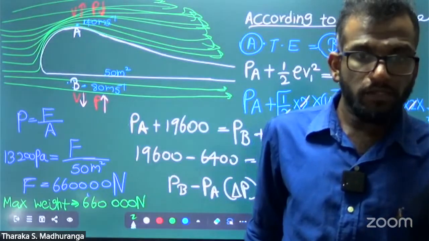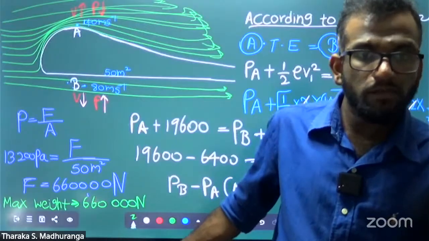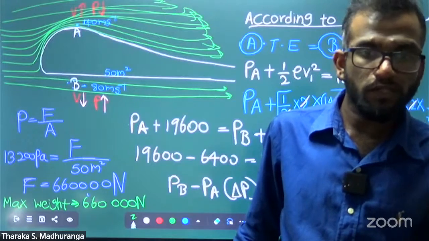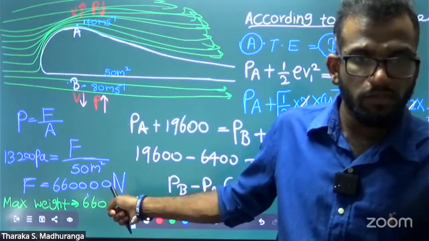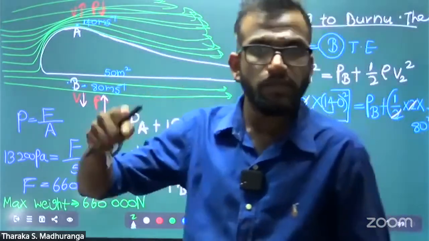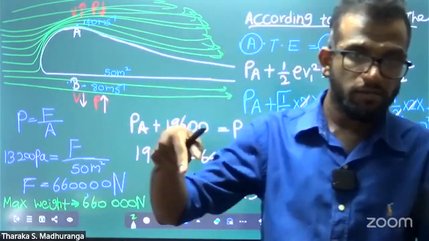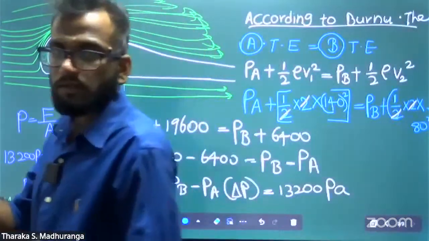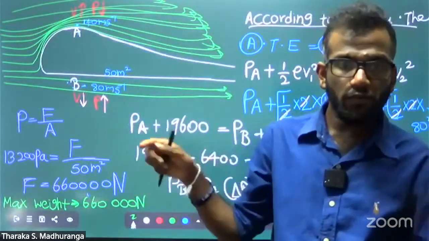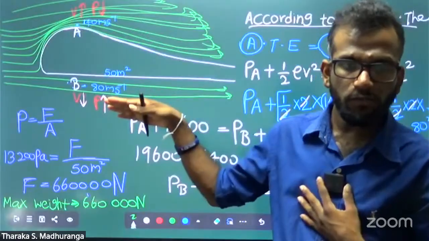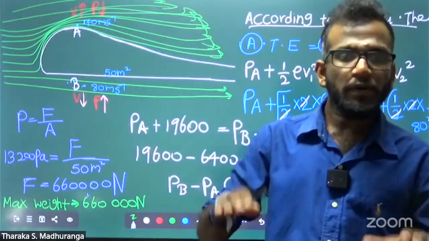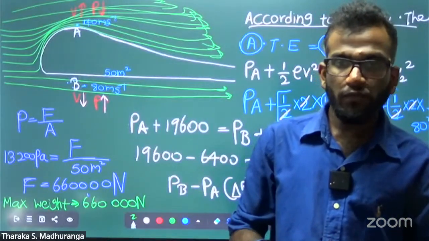If the question asks what is the maximum mass of the airplane, sorry, maximum mass is 66,000. The weight is 660,000, and 66,000 is the mass. 66,000 kg means 66 tons. That's the maximum mass of the airplane for this speed. But that's a maximum. Always we need to keep less than this value for safe flight.